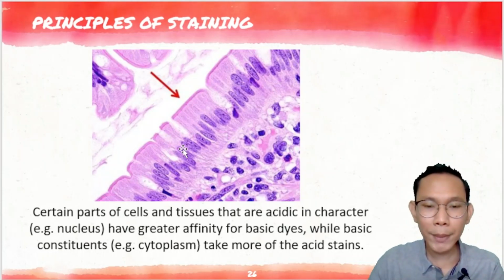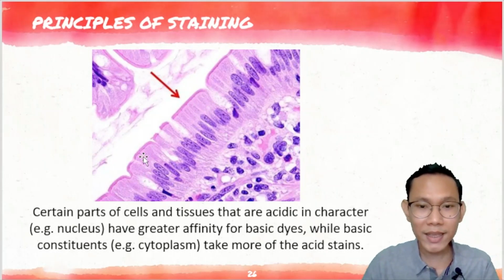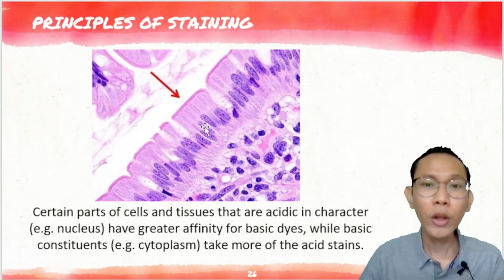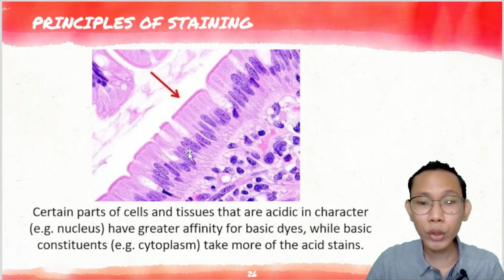So again, anong concept na dapat nating ma-learn? Since your nucleus is acidic in nature, it will attract to your basic na dye. Your cytoplasm is basic in nature. That is why it will attract your acidic na stain, which is your eosin. That's why your nucleus will stain blue because your hematoxylin is a basic dye, while your cytoplasm will stain pink to light red because your eosin is acidic in nature. So the opposite will attract. So again, your nucleus is acidic, will attract to your basic dye. Your cytoplasm is basic in nature, it will attract to your acidic na dye.